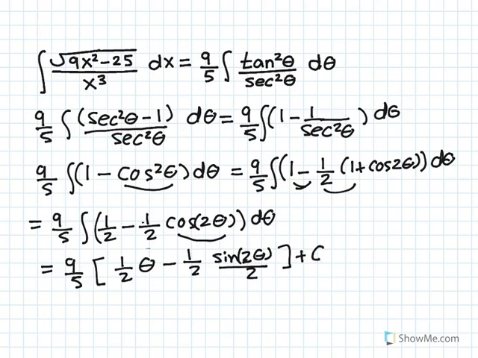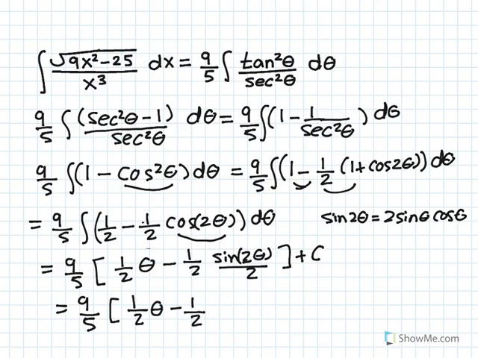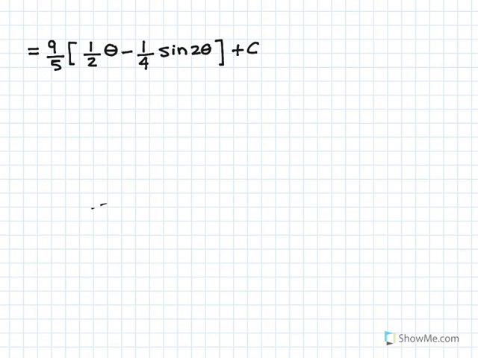Plus c. Now we're going to use a trig identity for sine 2 theta. The double angle identity is equal to 2 sine theta cos theta. So what we get is 9 over 5 times 1/2 theta minus 1/2 times sine 2 theta, which is 2 sine theta cos theta divided by 2, plus c. So you can see with the cancellation, the 2 cancels with the 2. And so what we have is 9 over 5 times 1/2 theta minus 1/4 sine 2 theta plus c.